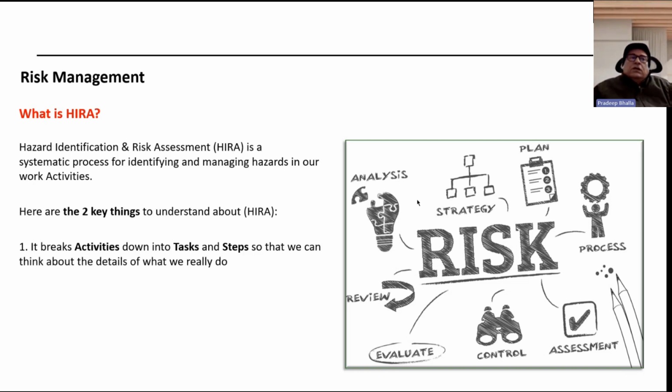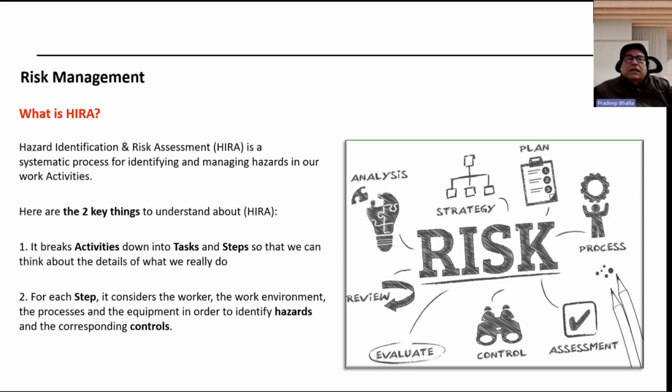So, hazard identification and risk assessment process. Basically, there are two things to be understood. If we break any activity into tasks and then tasks into steps, then we can think about the hazard associated with every step. I'll give you one example, but I will keep that example for the subsequent slides because I'm going to discuss this in detail there. For each step, we have to consider who the workers involved are, what the work environment, the process and the equipment are, and then we will identify the hazards and the corresponding controls.